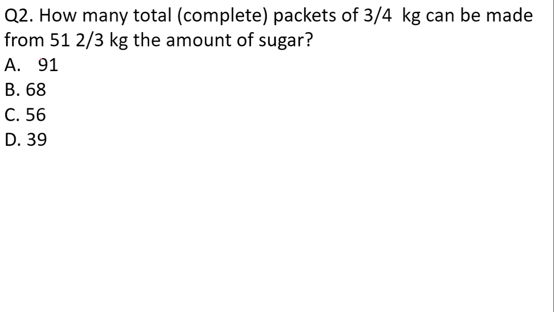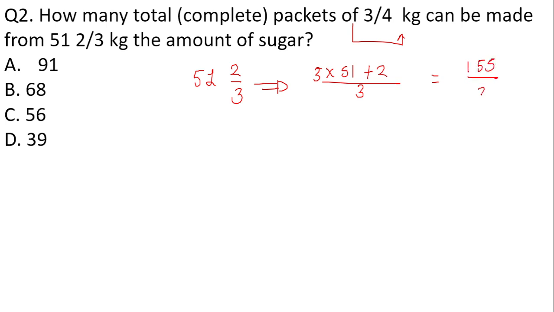In question number 2, they're asking us how many total packets of 3 by 4 kg can be made from 51 2 by 3 kg amount of sugar. So the total amount of sugar is given as 51 2 by 3. Let me convert this. We can write 51 2 by 3 as 3 into 51 plus 2, divided by 3. So 51 into 3 plus 2, this will give me 155 upon 3 kg.